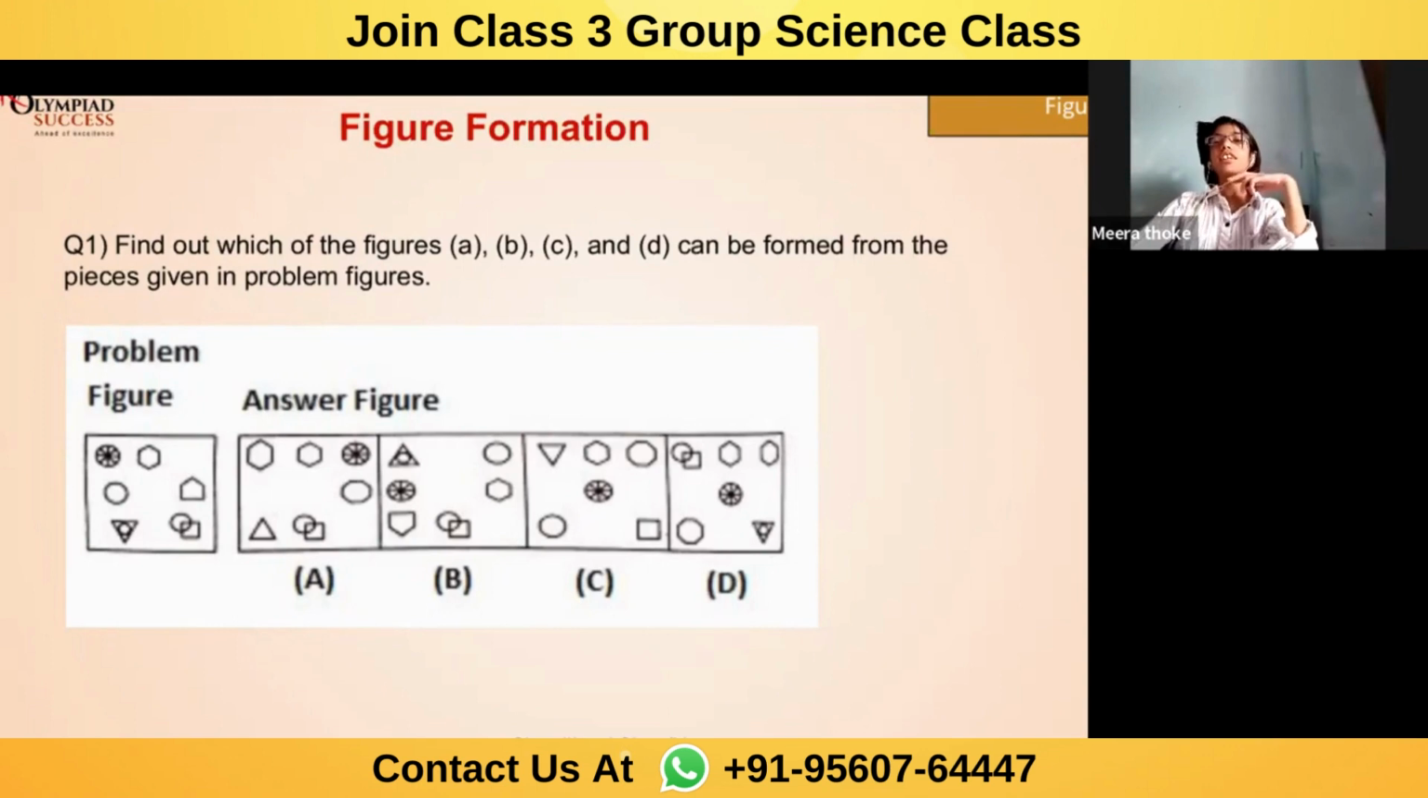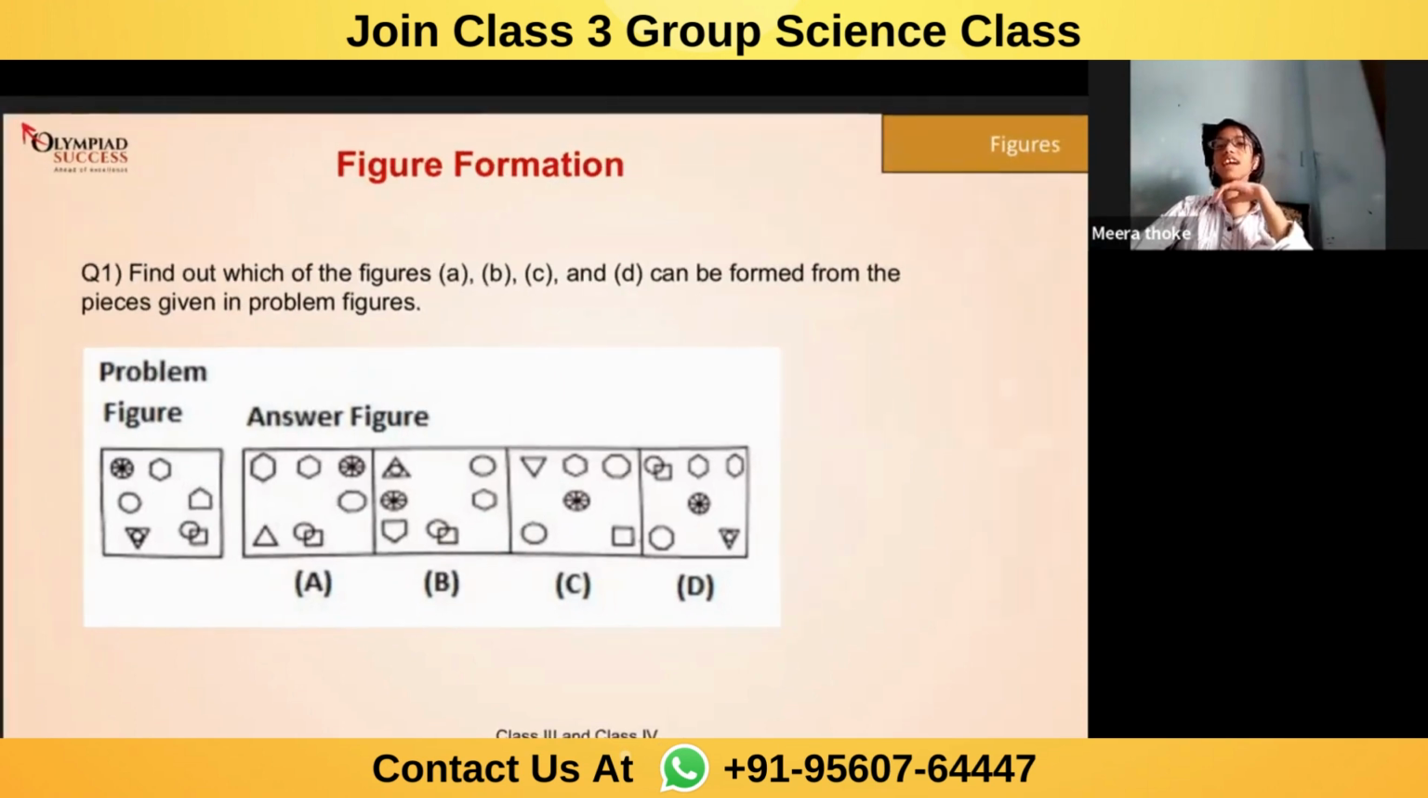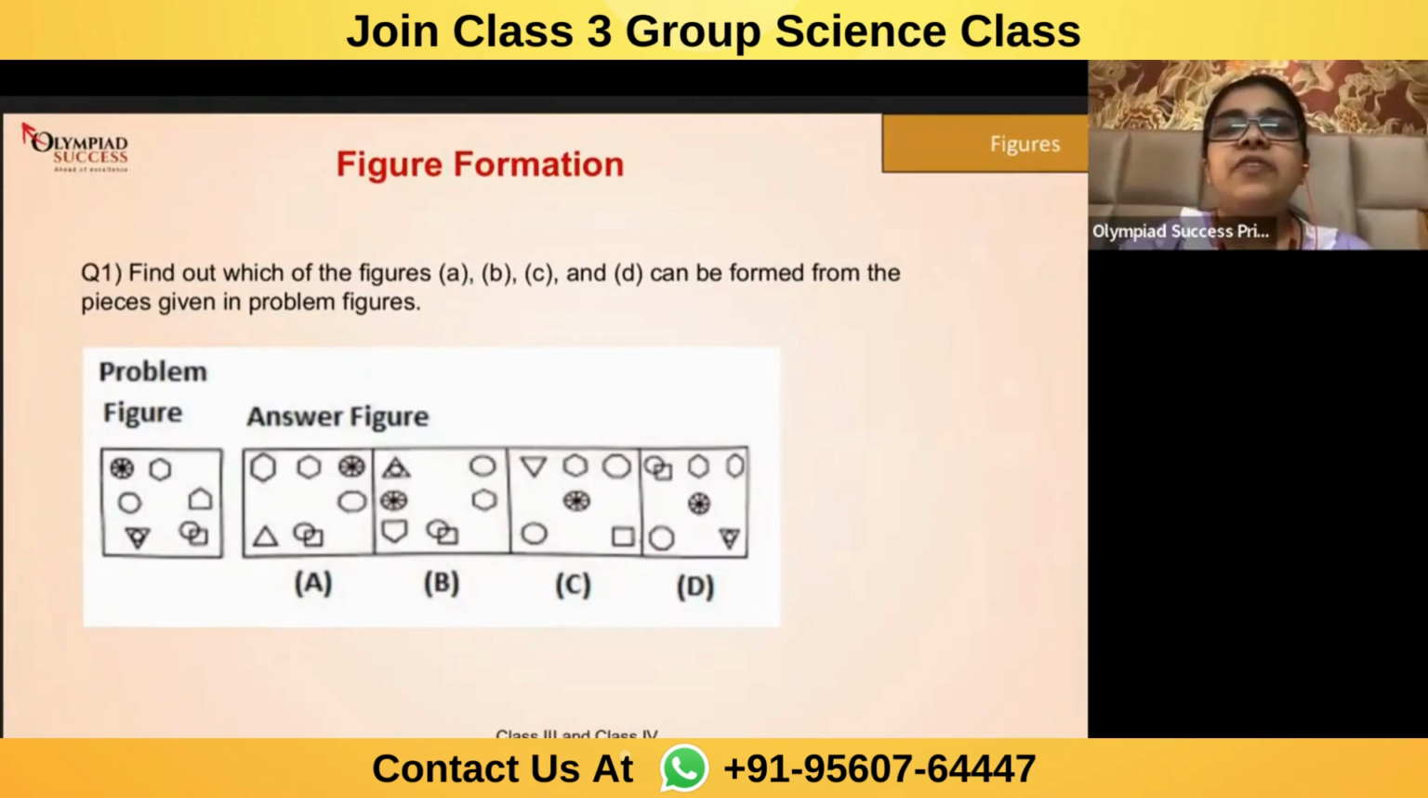Ma'am, we can simply do it like this: every problem figure has an octagon in it, but B doesn't have any in it. Oh, yes, that will be a faster way of doing it. Octagon, octagon, octagon. So my correct answer is option B, which does not have an octagon. Very good, Meera. That's a nice observation.